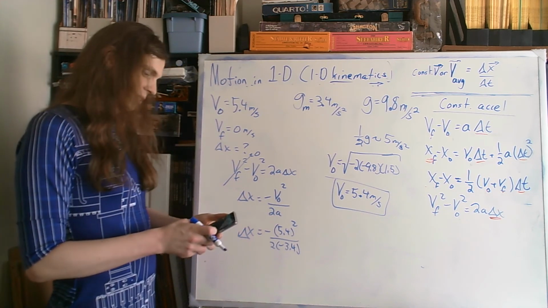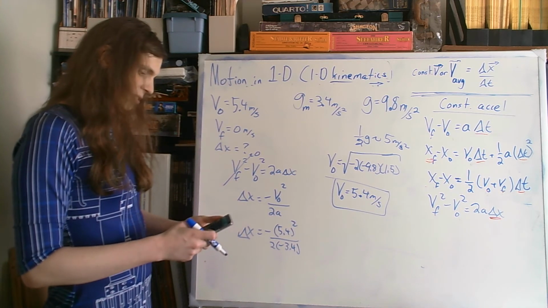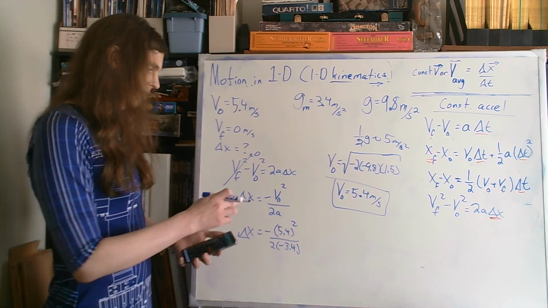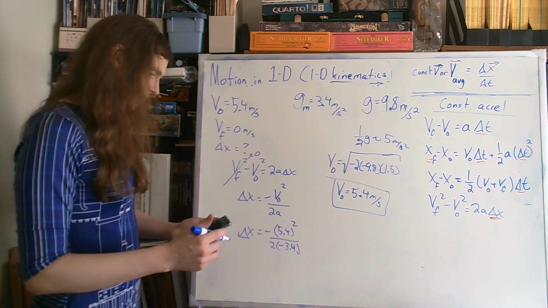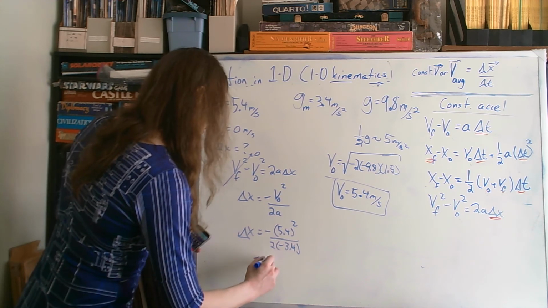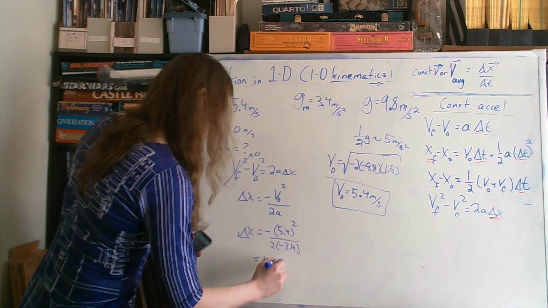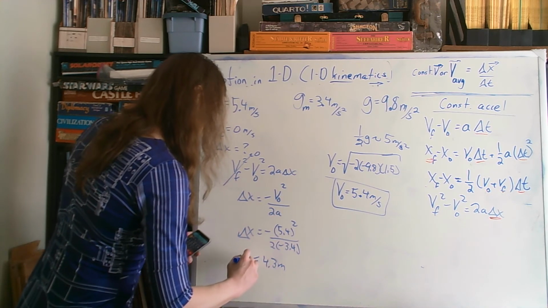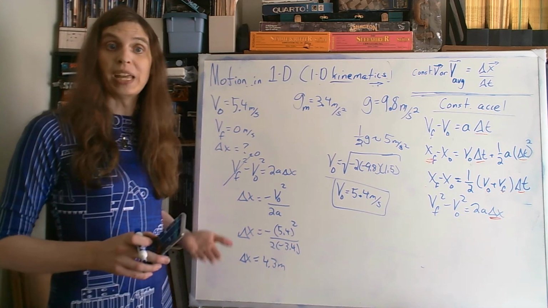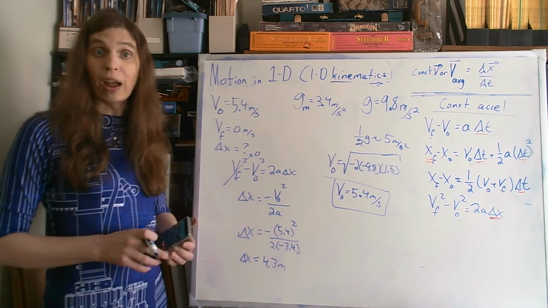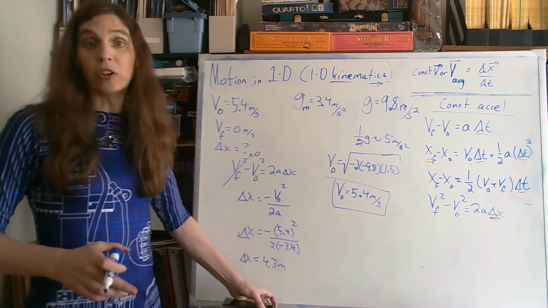So what do we got? 5.4 squared divided by, the negatives cancel, so divided by 6.8 is 4.2, let's round it to 4.3 meters. That's above center of mass, so you're looking at a total of about 5.8 meters above the ground. 5.8 meters, that's almost 2 stories high.